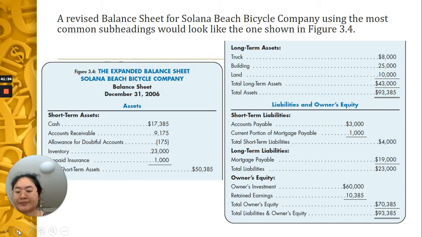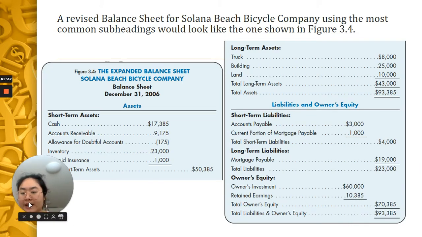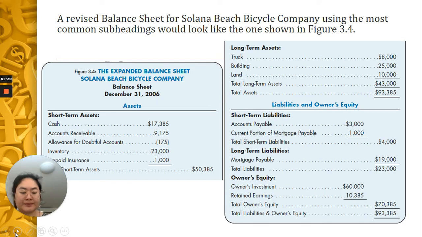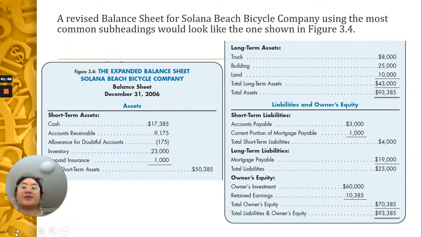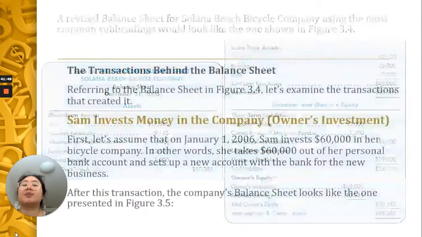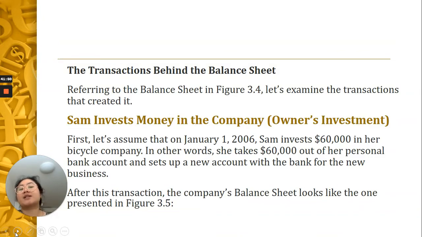Okay, next one. The transaction behind the balance sheet, as referred to in this picture, figure 3.4. Let's examine the transactions that created it. Let's see the first one. Sam invests money in the company. So this one refers to the owner investment.